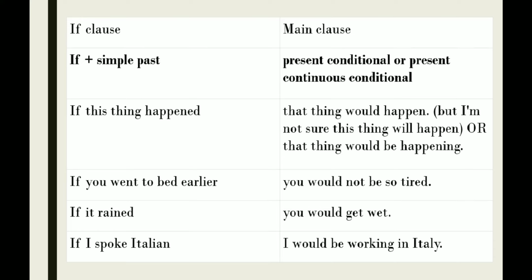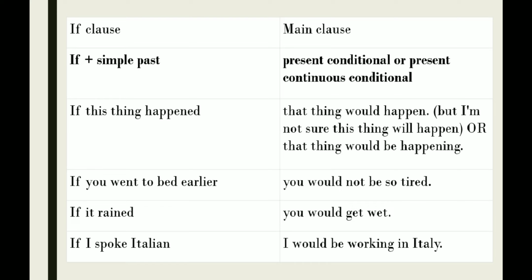For example, if you went to bed earlier, you wouldn't be so tired. If it rained, you would get wet. So, second conditional is used to describe unlikely situations in the present or future. If I spoke Italian, I would be working in Italy. So, I don't know the Italian language. That's why I don't work in Italy.